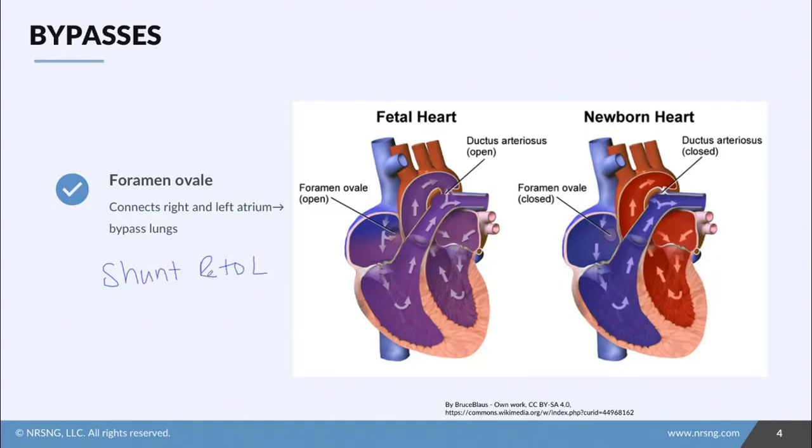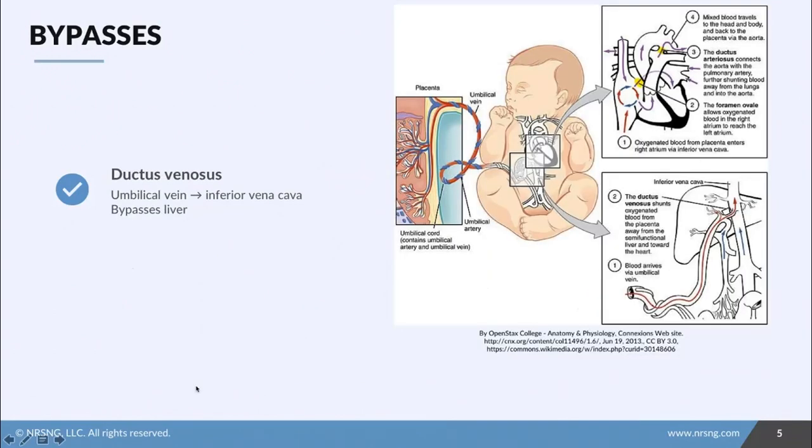So in this image on this side, look at the fetal heart image, because the other is after the baby's born. You can see the foramen ovale is here, this little mark right there. And that is going to shunt blood from the right atrium to the left, and that's going to bypass the pulmonary artery and therefore bypass the lungs. All right, our last little bypass to talk about is the ductus venosus.